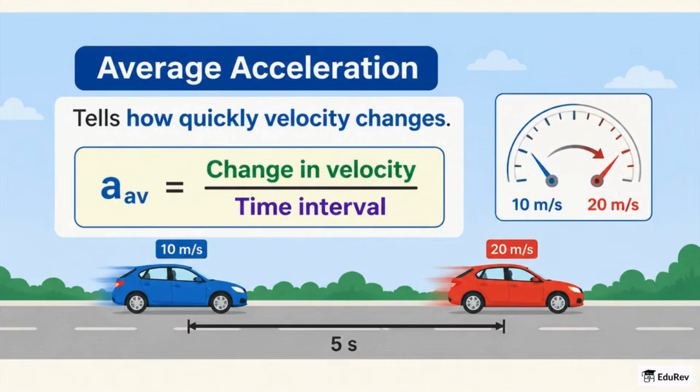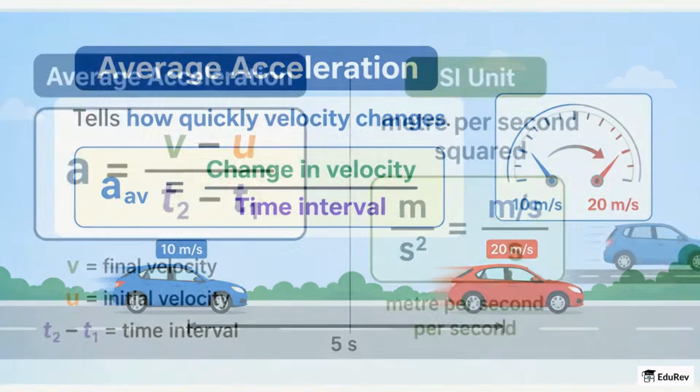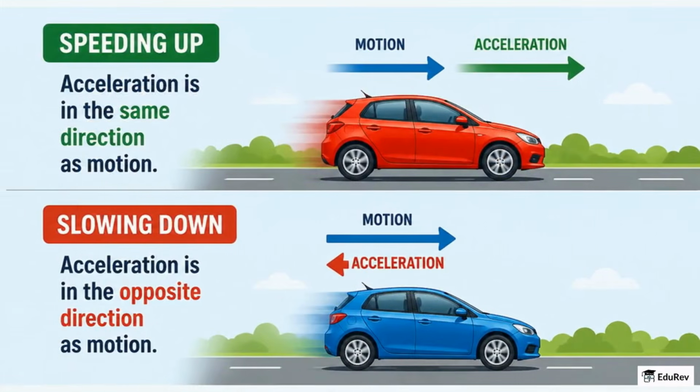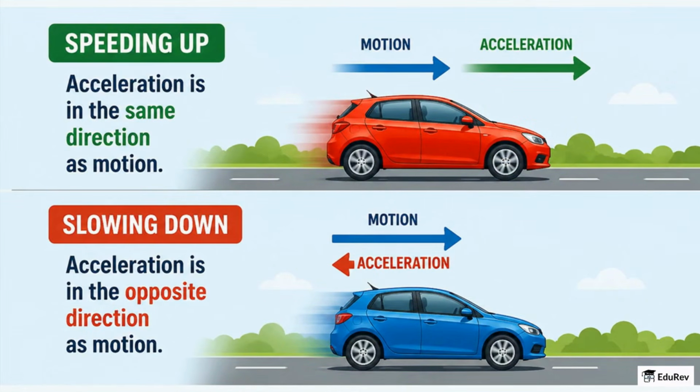Average acceleration describes how quickly velocity changes and equals change in velocity divided by time interval. In symbols, a = (v - u)/(t2 - t1), and its SI unit is meter per second squared or meter per second per second. If speed is increasing, acceleration is along the direction of motion. If speed is decreasing, acceleration is opposite to motion, called deceleration.